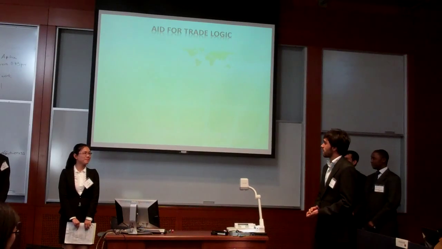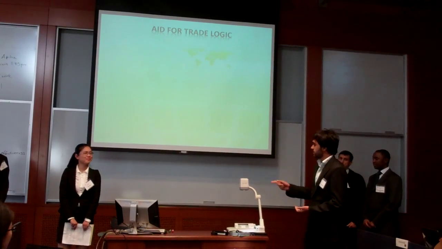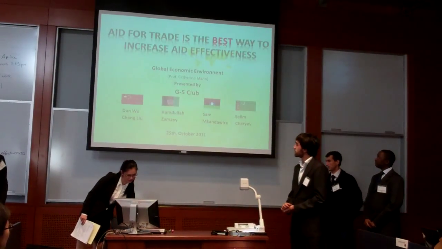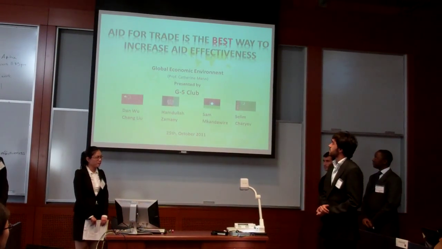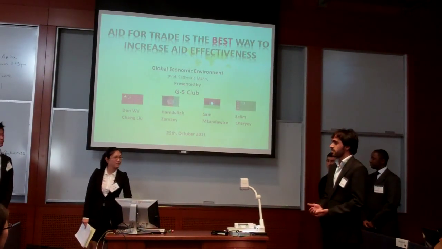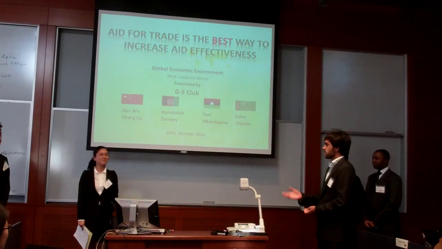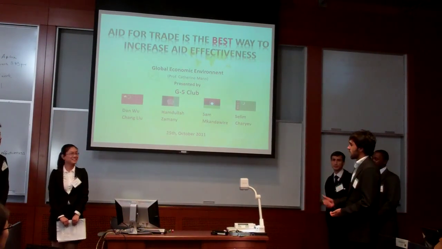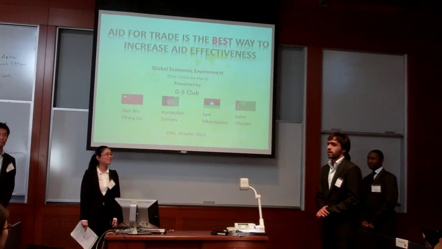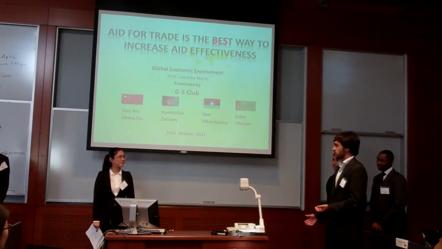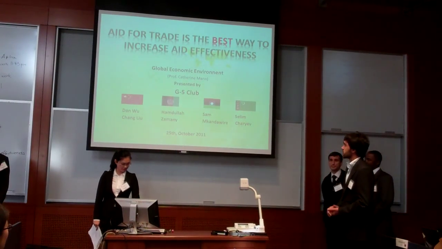We have the debate, Aid for Trade is the best way to increase aid effectiveness. The G5 Club member teams are Chang, Dan, and myself, Hamdullah, and we have Salim and Sam. In the first part, in order to give you an introduction and brief history of Aid for Trade, I'll ask Sam to give you some introduction on this one.